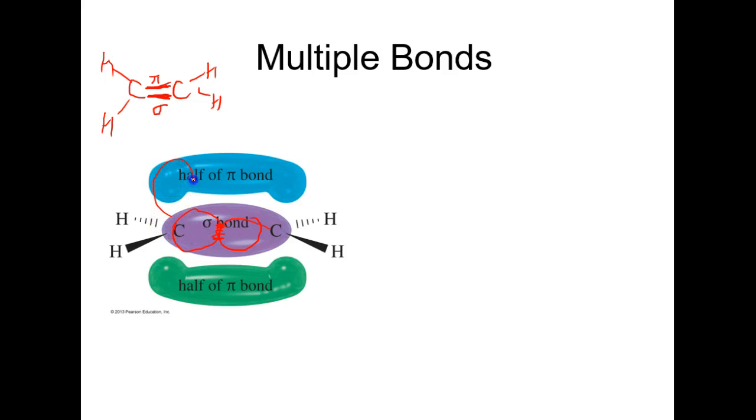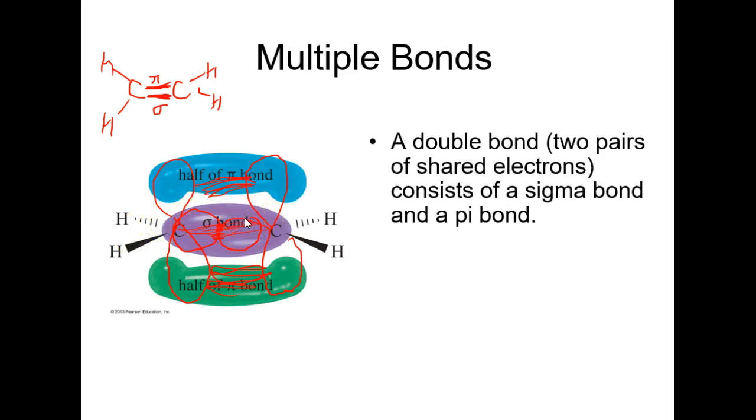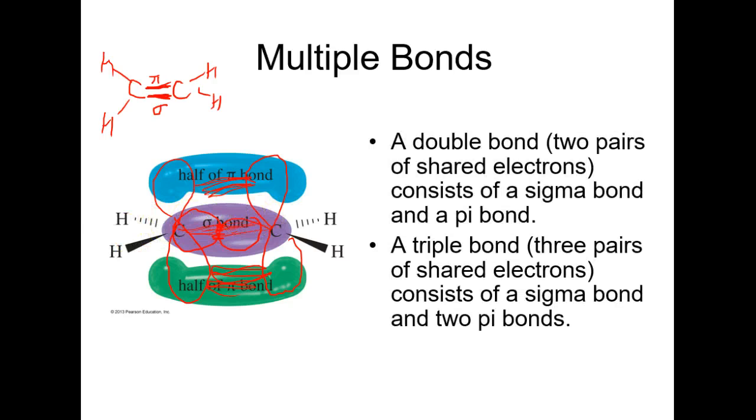And then you have a p orbital here, and you have a p orbital on this carbon, and you kind of have this side-on overlap of that p orbital. So you have a hybridized orbital, that's head-on overlap, and then you have a pi bond. So the blue and the green are showing you the pi bond, and then the purple is showing you the sigma bond. Okay, so a double bond, two pairs of shared electrons, consists of a sigma and a pi bond.